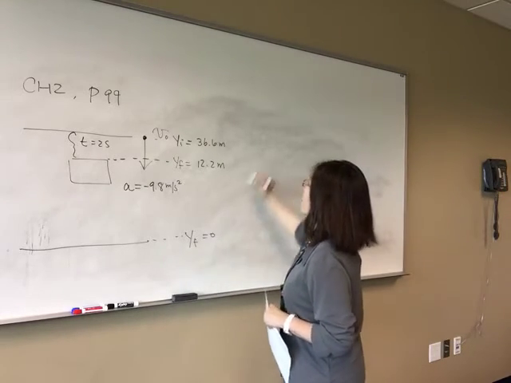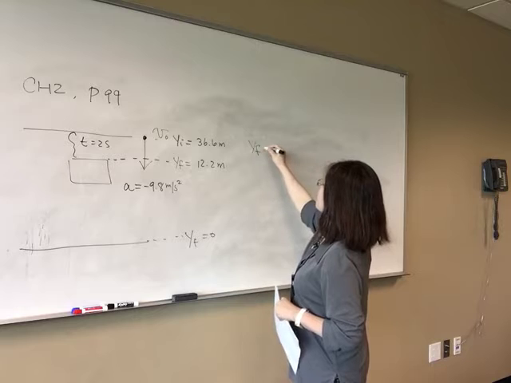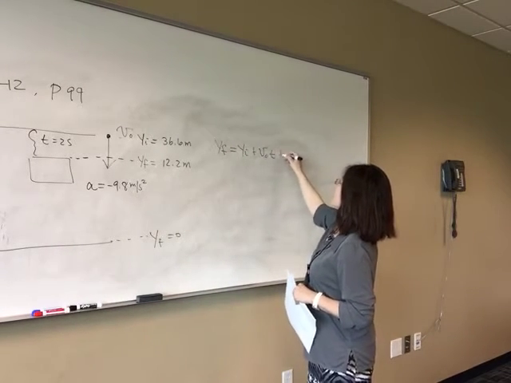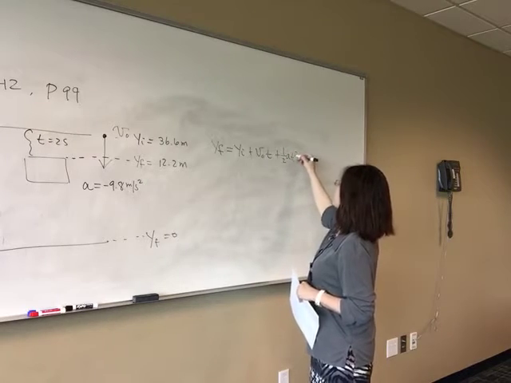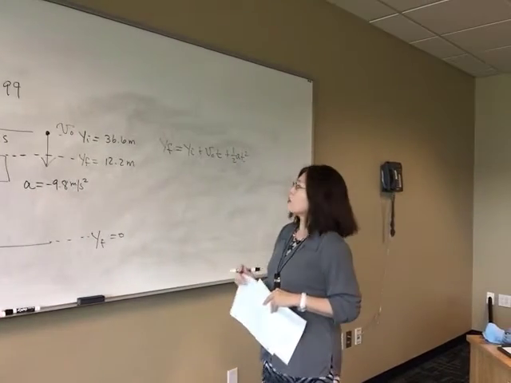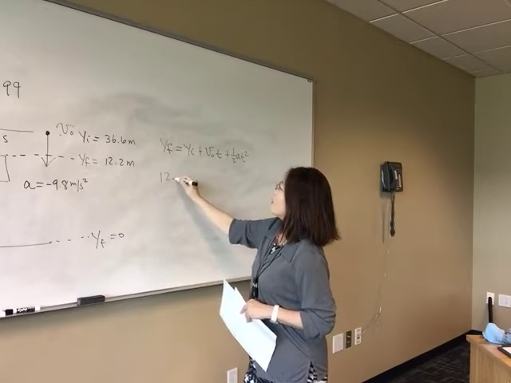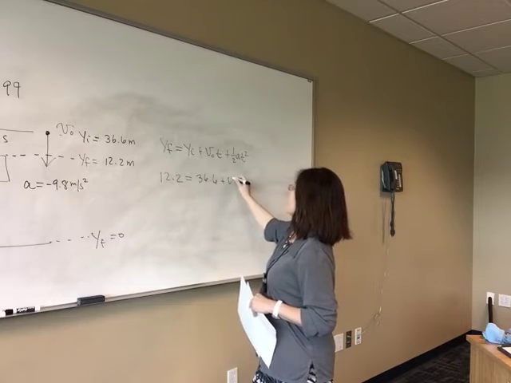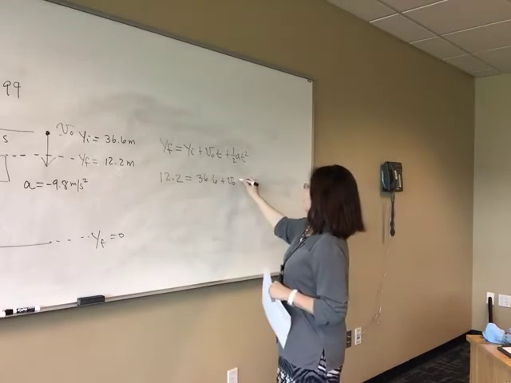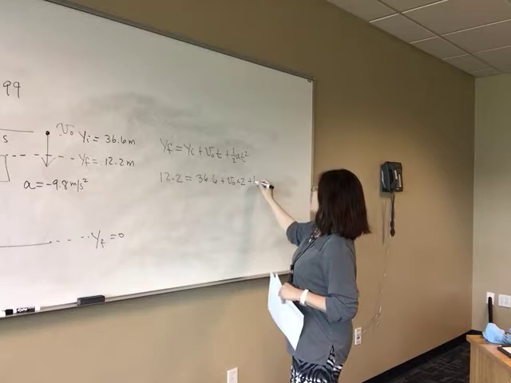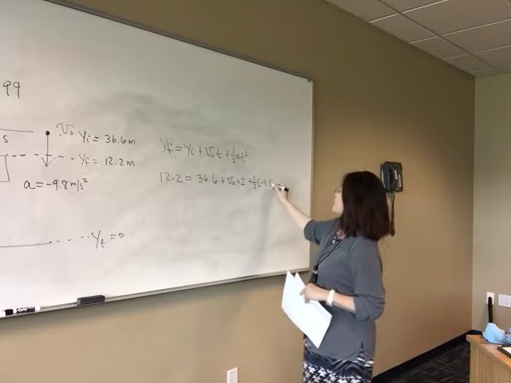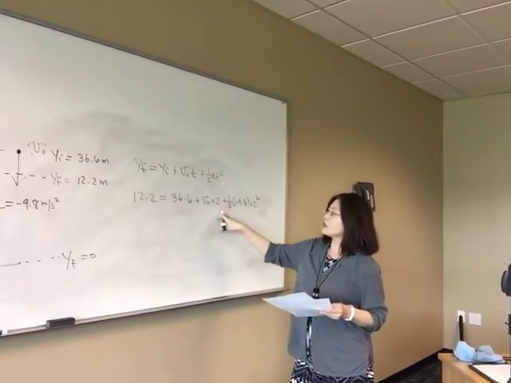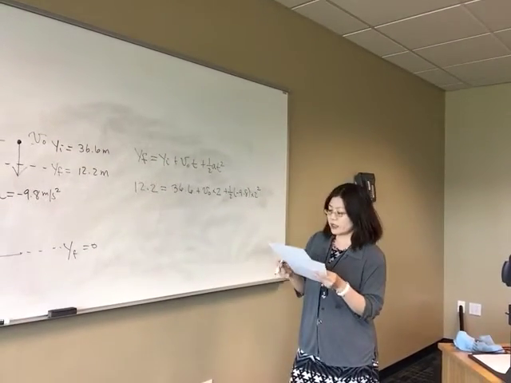It becomes very straightforward. So you just have the final position is equal to initial position plus initial velocity times time plus 1/2 a t squared. So you can see that you have the same equation. Final height is 12.2. Initial height is 36.6. We don't know the initial velocity. We know the time, and then plus 1/2 times negative 9.8, times 2 squared, the time squared. So you can see that from this equation, there's only one unknown, which is the initial velocity.